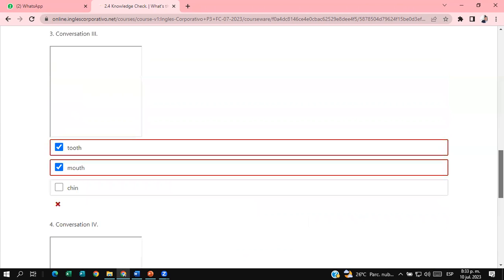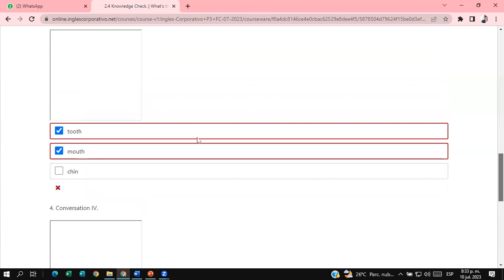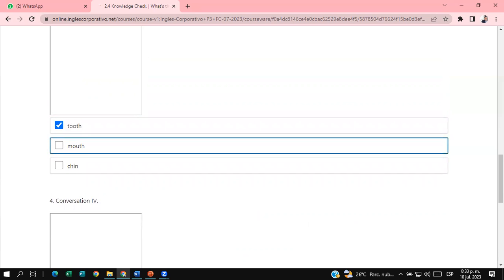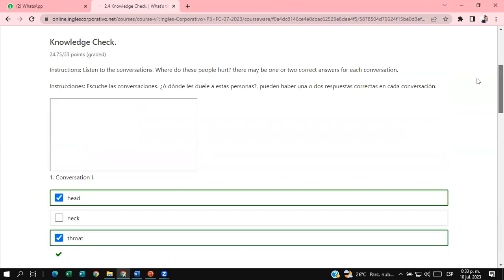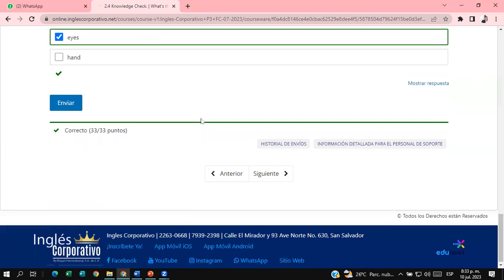¿Cuál fue la incorrecta? Mouth. Mouth is chin. No, solo es uno, solo es tooth. Tooth, correct. Tooth. Okay. Yes. Let's see. Yay! Excellent.